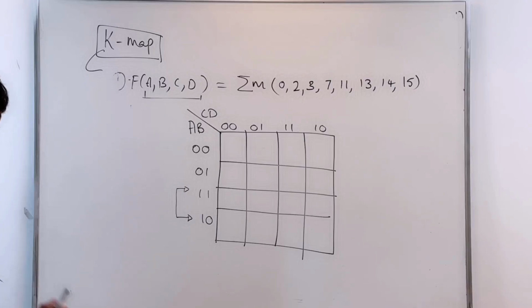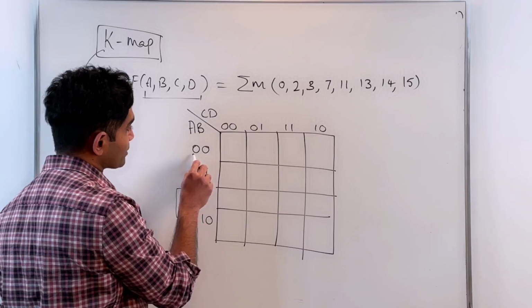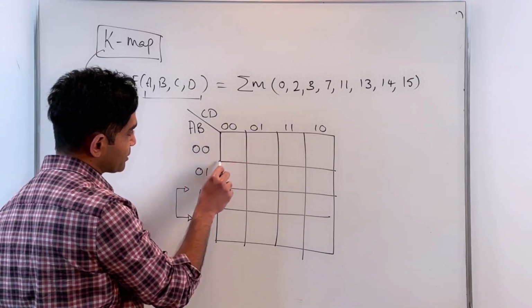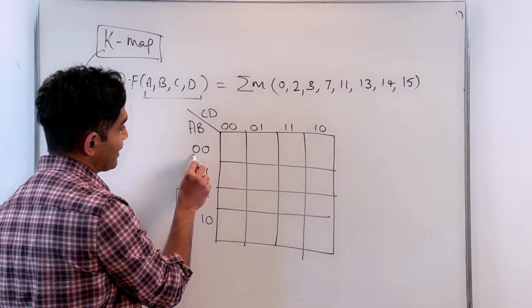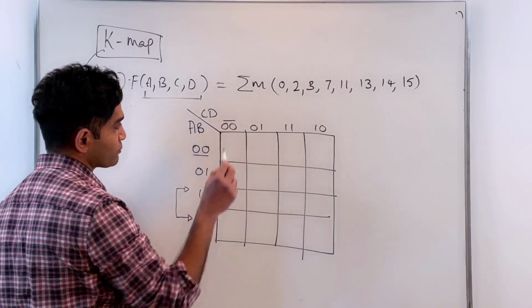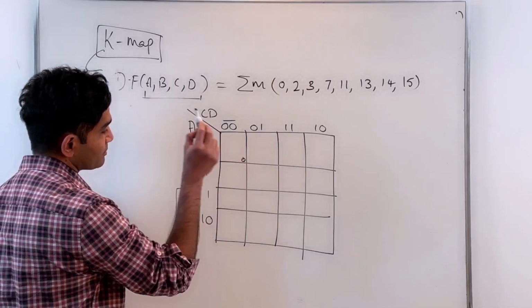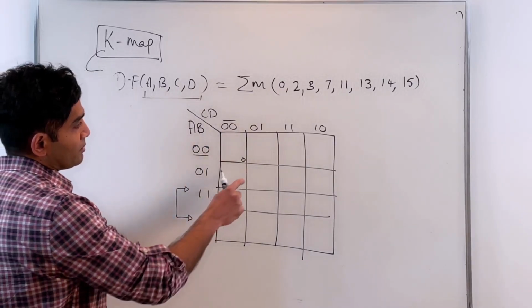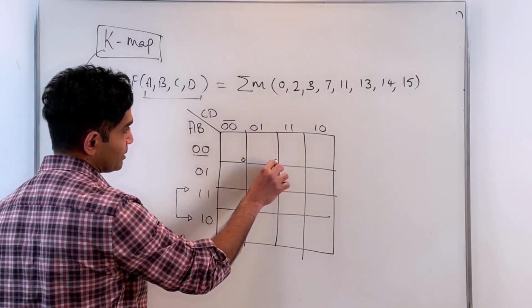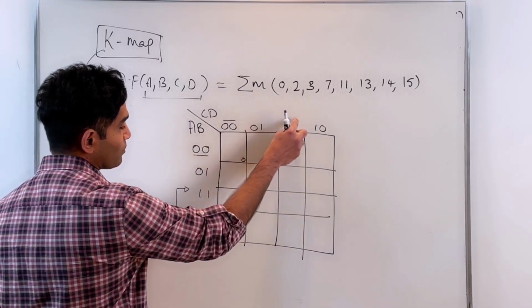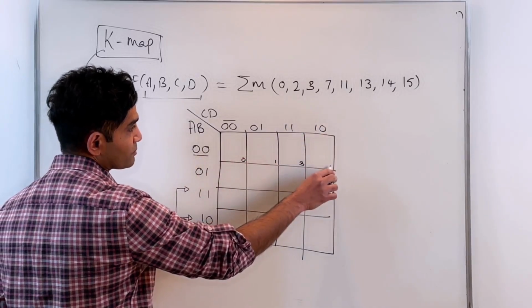Now let me number the minterms. You can number the minterms based on the binary value. For this particular cell, the binary value is 0, 0, 0, 0, which is 0. So I can number this 0. The minterm corresponding to 0, 0, 0, 1 is 1. 0, 0, 1, 1 is 3. 0, 0, 1, 0 is 2.